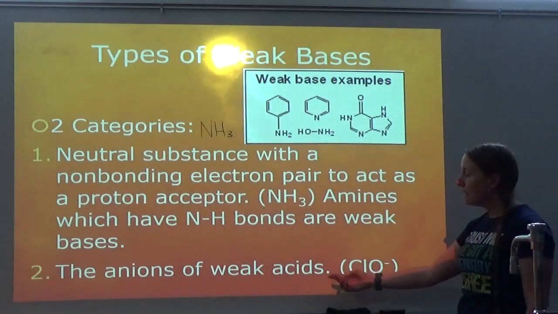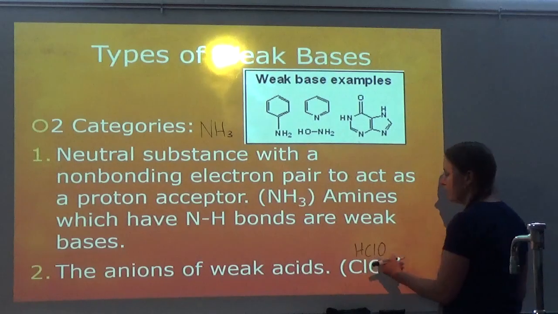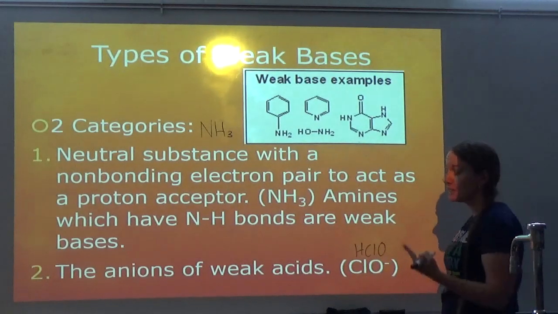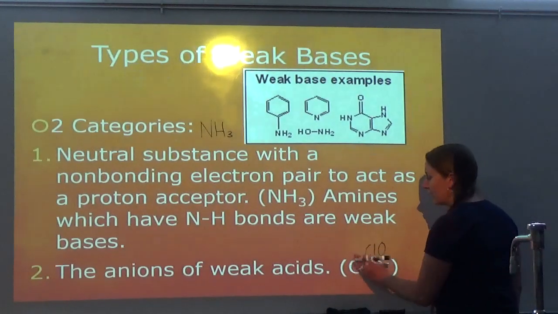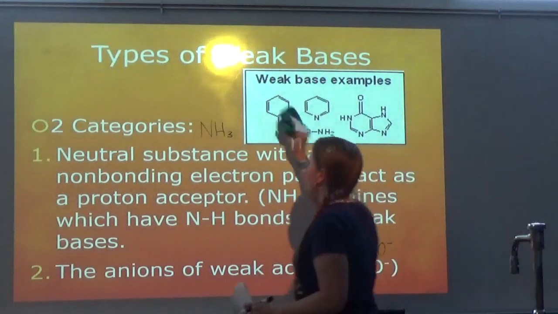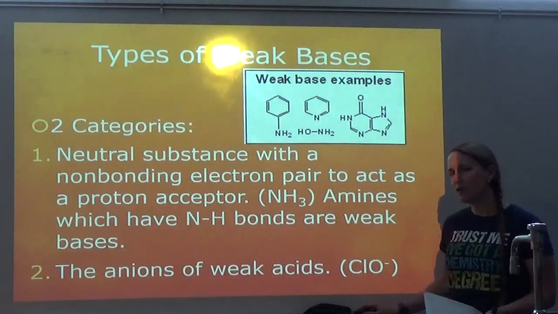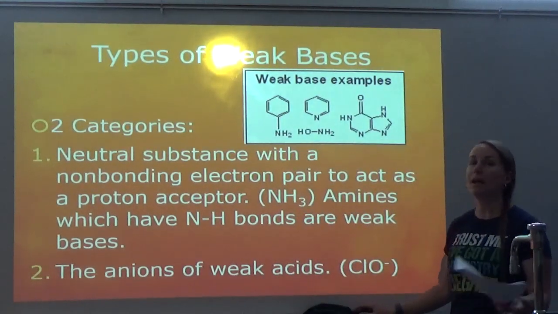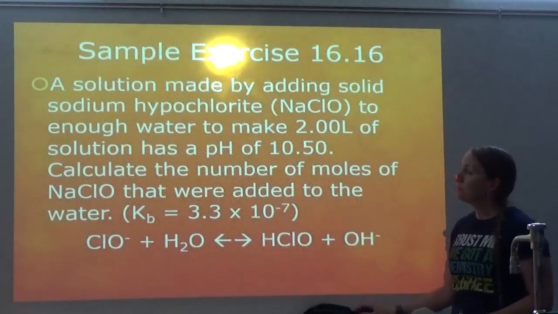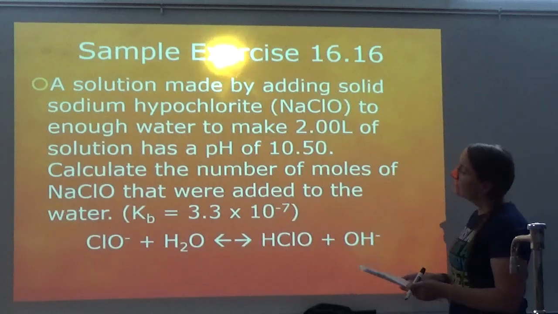And then the anions of weak acids. So we know HClO is not one of the strong acids, it's a weak acid. So if we take that conjugate base, that would be a weak base. Just like that. A lot of times on the AP exam, though, they usually tell you, oh, blah blah blah, a weak base. But NH3, you definitely need to know that one. All right, so let's look at our next one together.